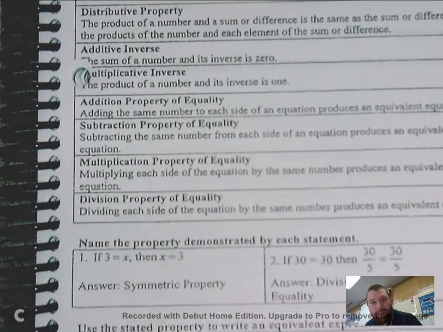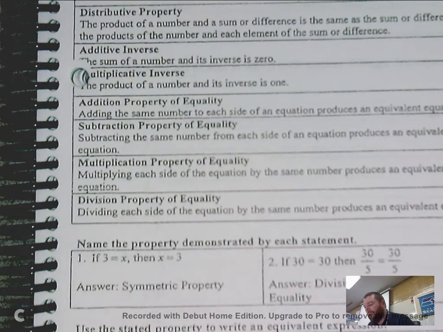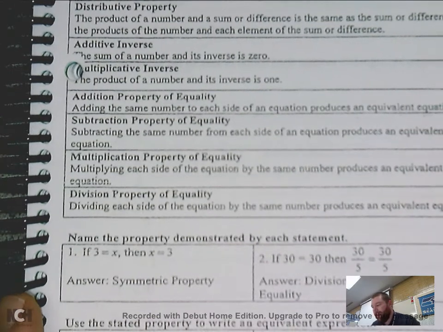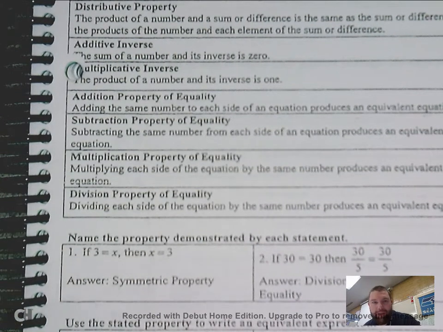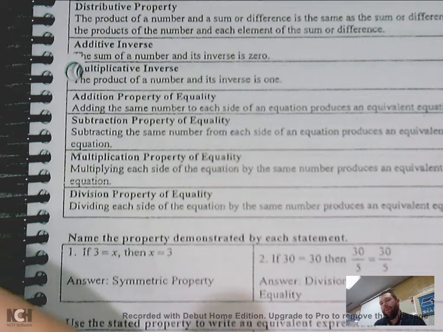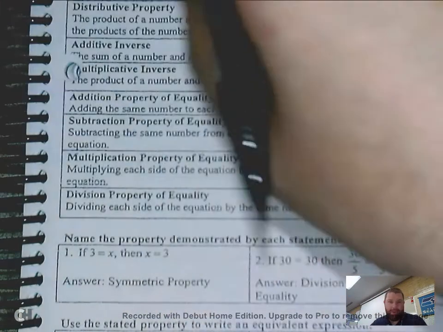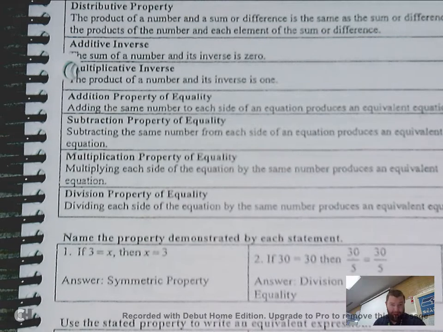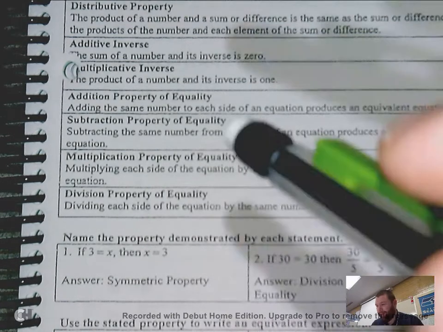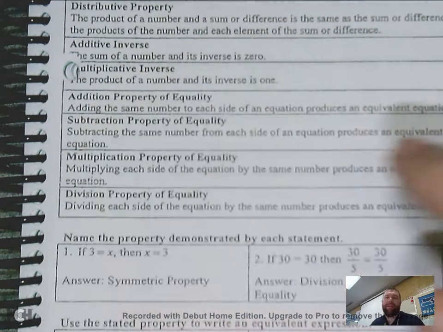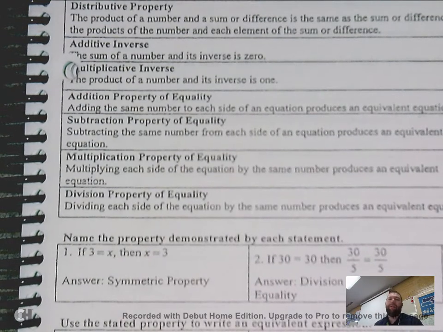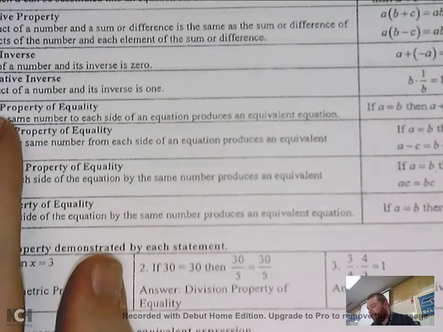And then the main properties we use all the time are the properties of equality. Okay, so remember how we've said when you want to get the variable by itself, if it's adding, you subtract a number from each side. Well, that would be the subtraction property of equality. If you subtract from one side, you must subtract from the other side in order for it to remain equal.